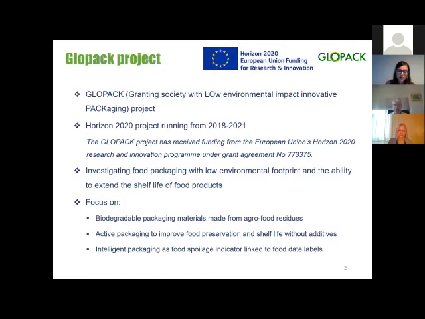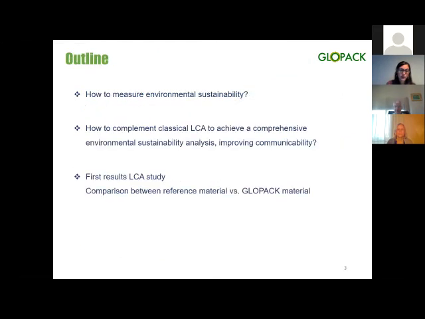Next to that, also some efforts are made to include active components, so to create active packaging to improve food preservation and shelf life without adding additives in the food. And then on top of that, we have a partner involved, which is developing an intelligent label, which is an indicator for food spoilage. So these are the three things really important in the environmental sustainability assessment that we have to deal with.